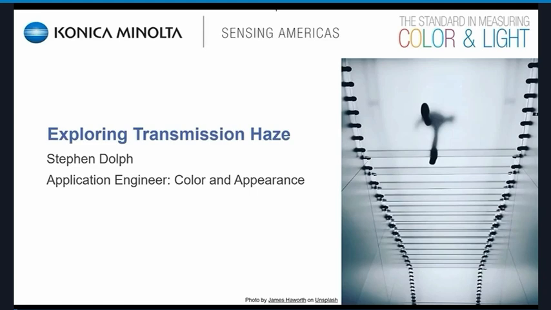Today's topic, exploring transmission haze. Unlike reflection haze, which is caused by a microscopic surface structure which slightly changes the direction of reflected light, causing a bloom adjacent to the specular or gloss angle, transmission haze occurs when light passes through the transparent material and creates an unfocused or blurry appearance of the objects behind it.